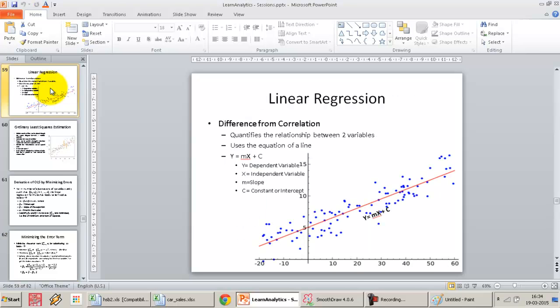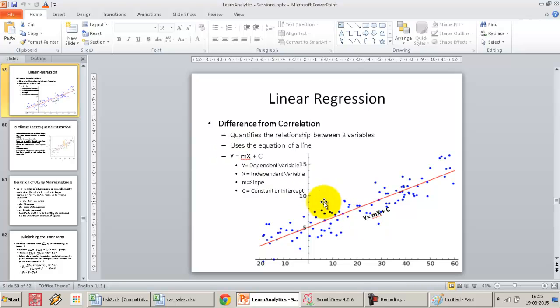The difference between correlation and regression. Correlation only measures the strength of the linear relationship between two variables. It does not tell us anything regarding the linear relationship itself. In linear regression, what we are trying to do is find out what that linear relationship is, and any linear relationship follows the equation y = mx + c.